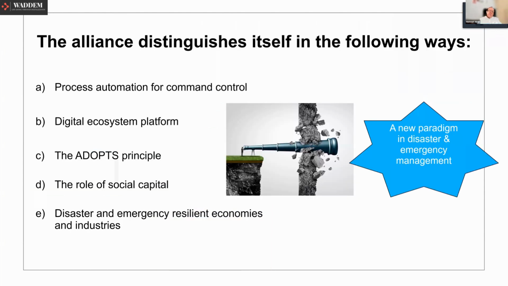Well, the alliance distinguishes itself in the following ways. First, process automation for command and control, digital ecosystem platform, the ADOPTS principle, the role of social capital, and disaster and emergency resilient economies and industries. We claim that all these together as a package is a new paradigm in disaster and emergency management. I will explain these one by one.